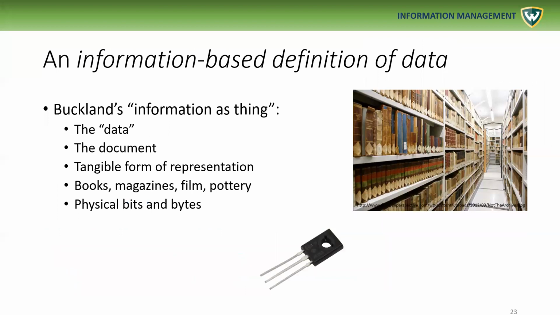This special view of data is also what Buckland mentioned in his article here, if you want to take a look at it for the readings. This special view of data is also what Buckland called information as thing, which refers to information as the data record or the document or the tangible form of representation. So the books, the magazines, the film, the pottery, the zeros and ones stored in the transistors as physical bits and bytes in your computer.